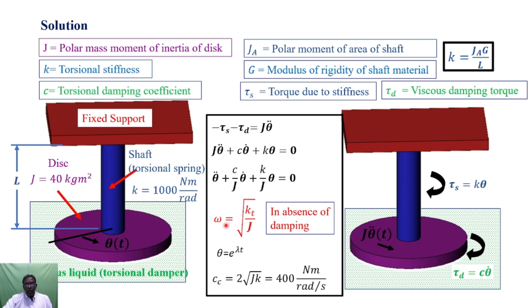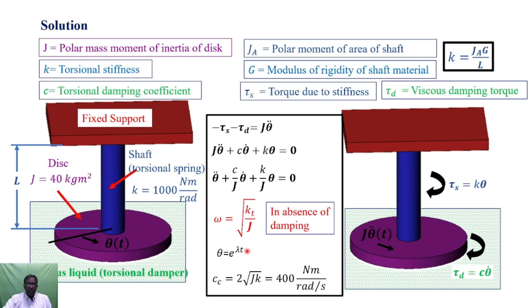The vibrational frequency corresponding to the maximum displacement of the system is called resonance frequency or natural frequency. In the absence of damping, it is given by the square root of k by J, where k is the stiffness of the shaft and J is the mass moment of inertia of the disc.